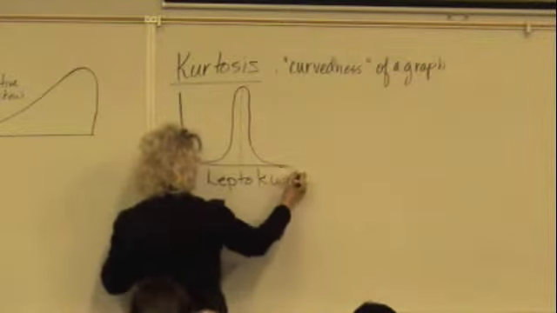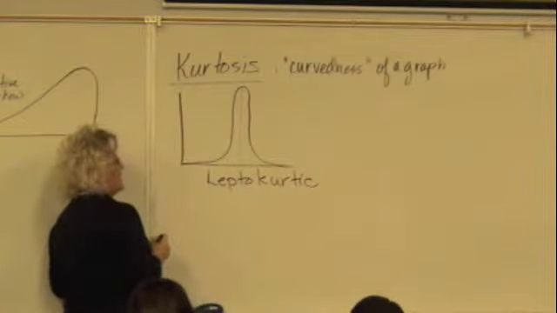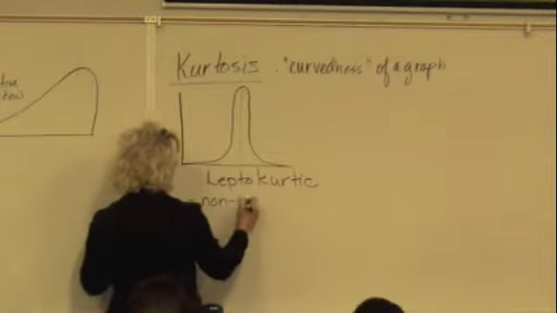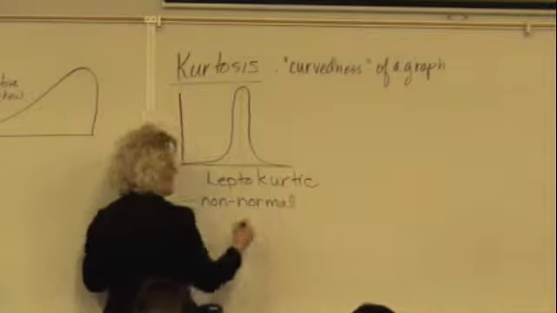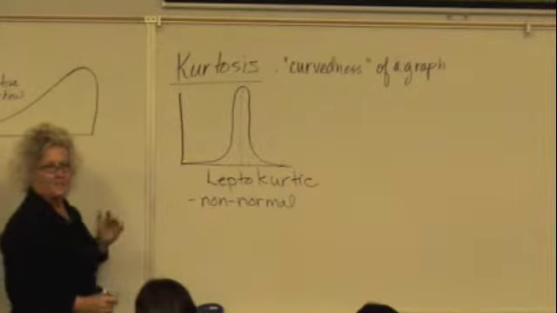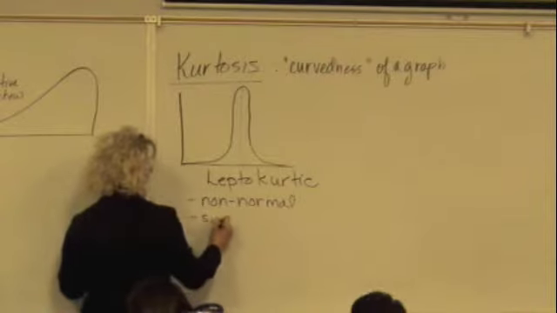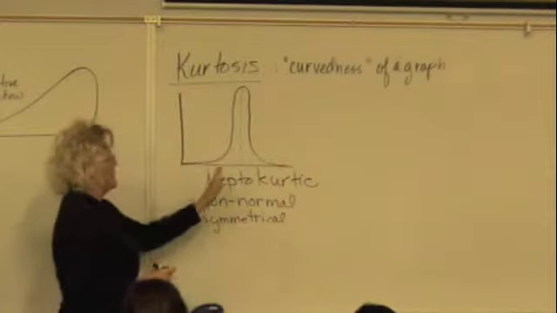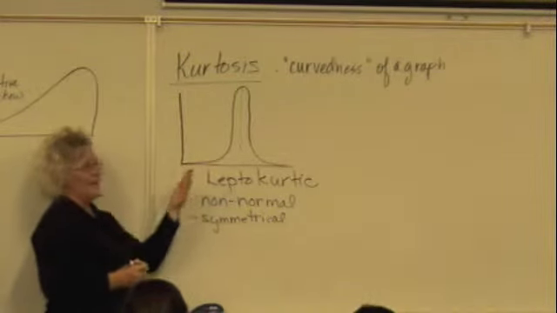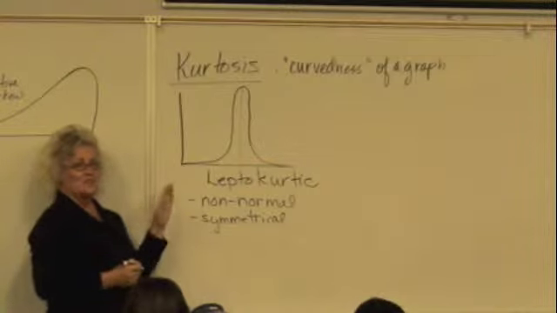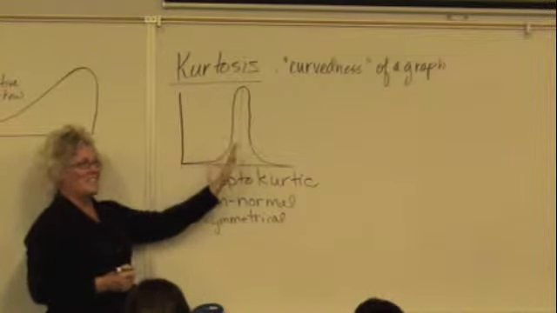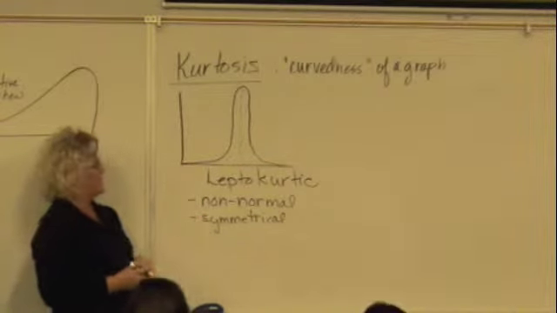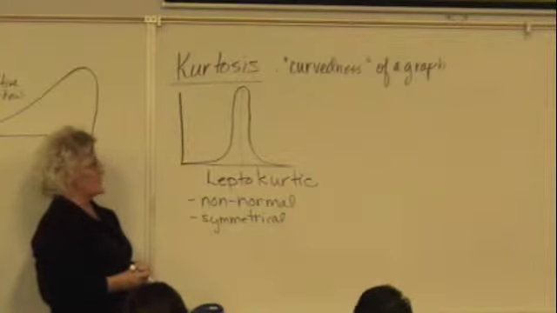These are Latin-based words. So leptokurtic is tall and skinny. Now leptokurtic is non-normal, right? It doesn't look like a normal curve, correct? It's tall and skinny. But it is symmetrical. Symmetrical meaning if I folded it on that line and folded it in half, the sides would match. Like I said, we just kind of have to pretend my drawing's on the board. But the idea is it should match. Half and half, that's what symmetrical means. The same on both sides. All right, so it's not normal, but it is symmetrical.